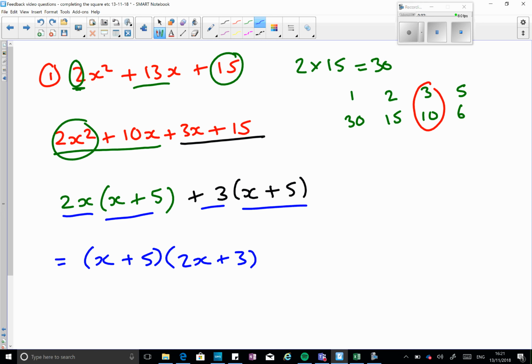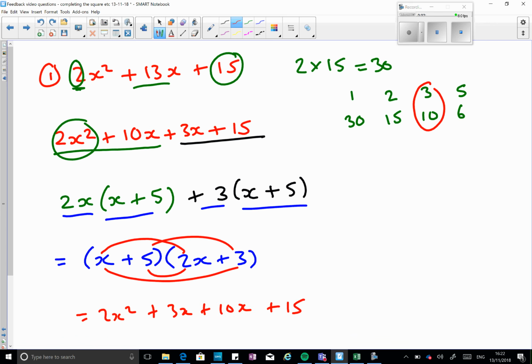And the beauty of this kind of question is that in your exam, you can actually go through and check your answers by just multiplying out the brackets. So just check that this would give us the question in the first place. So x times 2x is 2x squared. And just check here. Then we've got that x times 3 is plus 3x. That's 10x. And that is 15. And when you simplify the 3x and the 10x, you get back to what we had here.